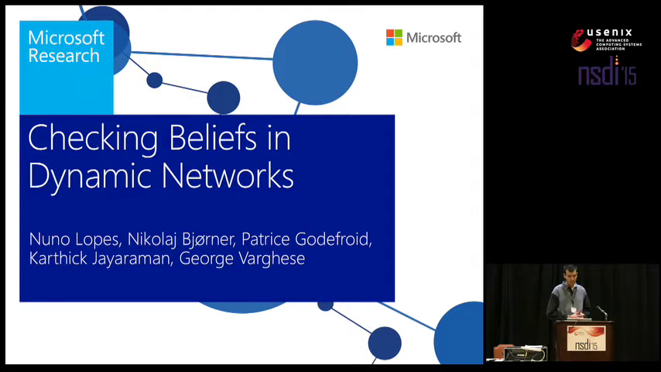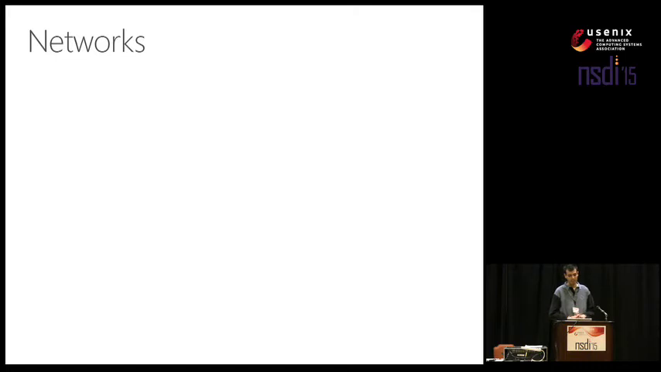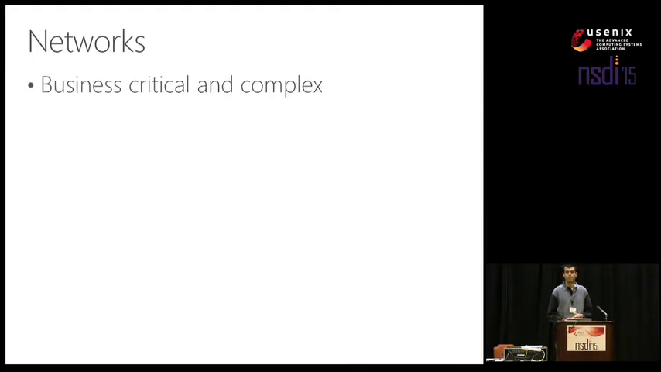Networks don't need any introduction here, but let me just highlight some points that motivate our work. First is that networks are business critical and complex. And this means that we are going to have expensive bugs, because if they are complex, they are going to have bugs, right? And if they are business critical, well, if something fails, it's going to be expensive.